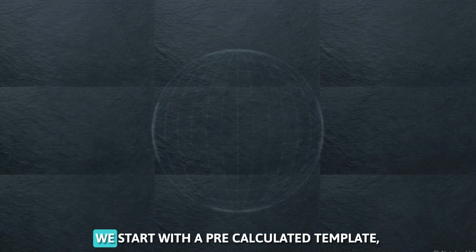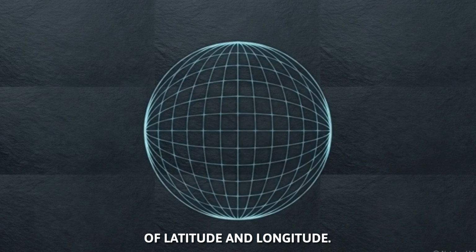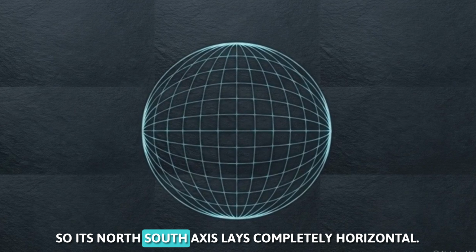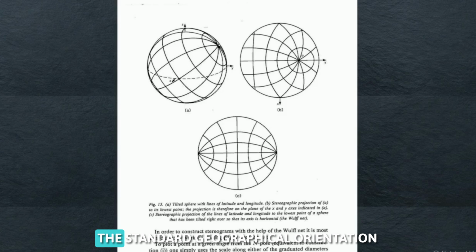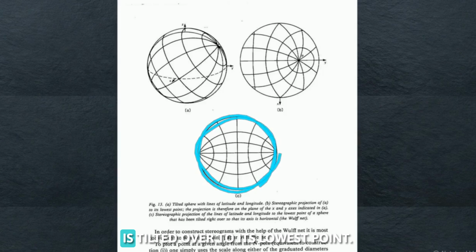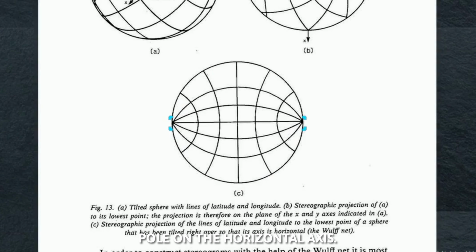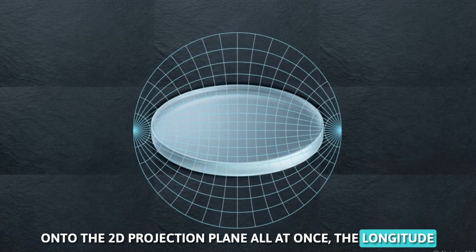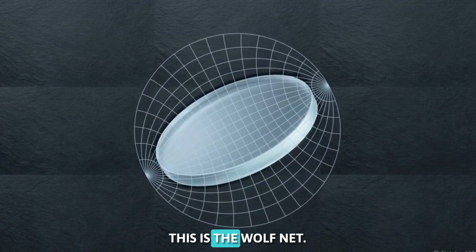To speed up the process, we start with a pre-calculated template, a standard sphere marked with lines of latitude and longitude. We tilt this spherical grid exactly 90 degrees, so its north-south axis lays completely horizontal. These figures track that rotation. The standard geographical orientation is tilted over to its lowest point, establishing an east pole and west pole on the horizontal axis. When this tilted grid is compressed down onto the 2D projection plane all at once, the longitude and latitude lines form a dense network of intersecting arcs. This is the Wulff net.